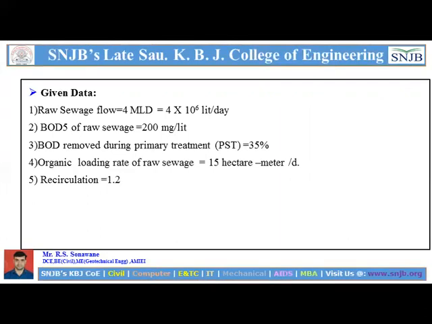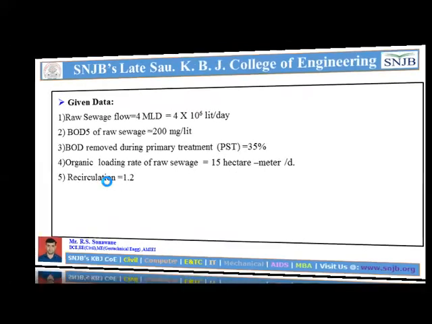So first you have to write all the parameters which are given. Raw sewage flow is 4 MLD, which should be converted to liter per day, 4 × 10^6 liter per day. Then BOD for 5-day raw sewage is 200 mg per liter. Then BOD removed during the primary treatment, that is PST, is equal to 35%. Organic loading rate of raw sewage is equal to 15 hectare meter per day. Recirculation ratio is 1.2.